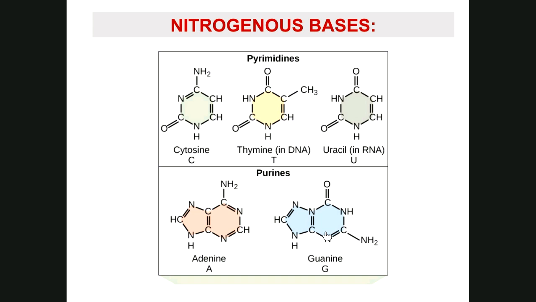Cytosine pairs with guanine. Do you realize it's always a pyrimidine base with a purine base? You don't have purine with purine or pyrimidine with pyrimidine. If you have pyrimidine with pyrimidine, it's going to be too narrow, and if you have purine with purine, it's going to be too wide. So it's always pyrimidine with purine, and we will study that when we study the DNA.